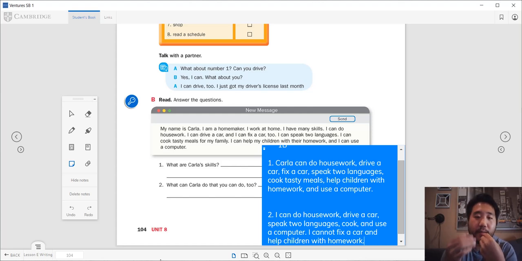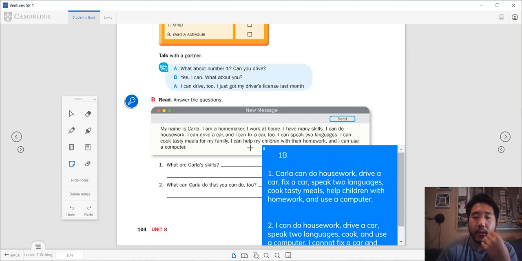But the skills that I could do, the same as Carla, are housework, drive a car, speak two languages, cook, and use a computer. Your answer and my answer are going to be completely different, and that's fine. Okay?